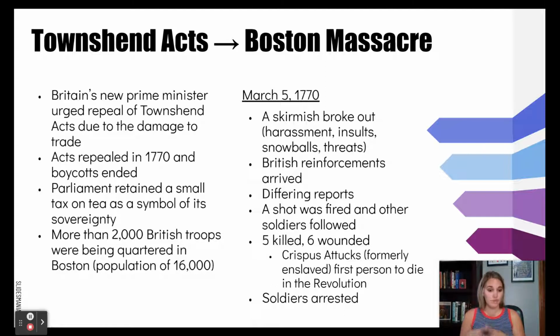Crispus Attucks, who was a formerly enslaved person, is considered to be the first person to die in the Revolution, and he was killed here at the Boston Massacre. The soldiers will be arrested, they will be defended and actually acquitted based on self-defense, which is only going to continue to fuel the discontent that is happening in 1770.